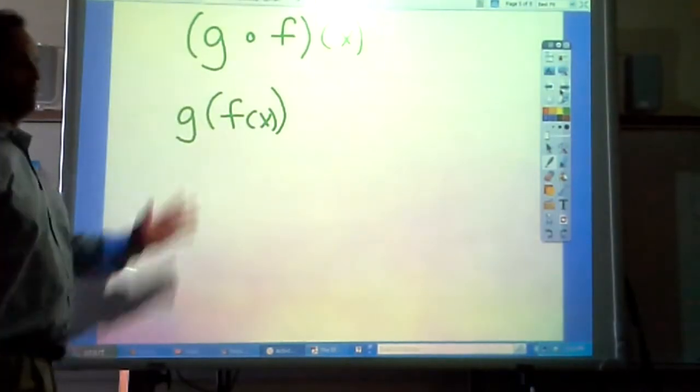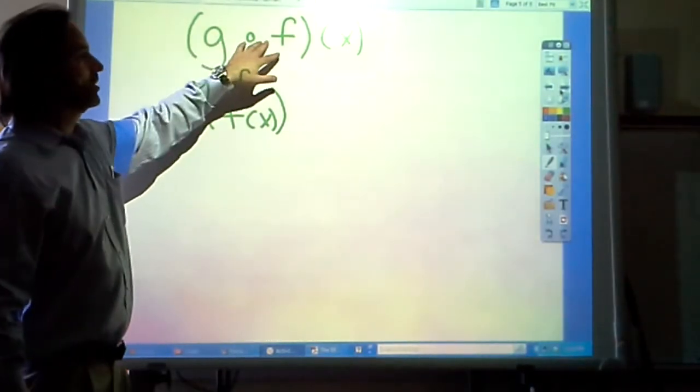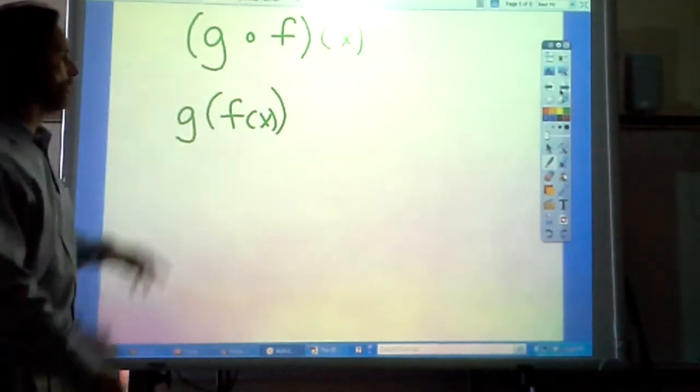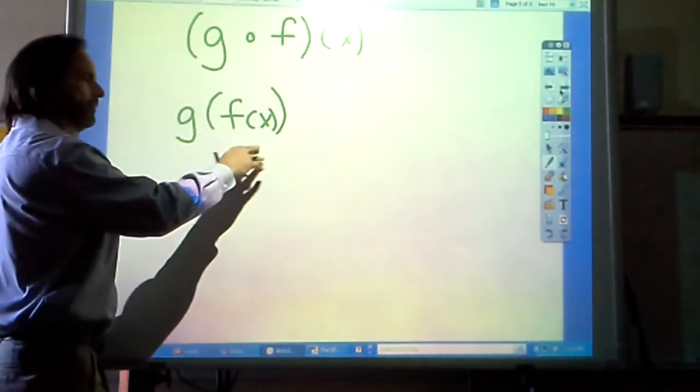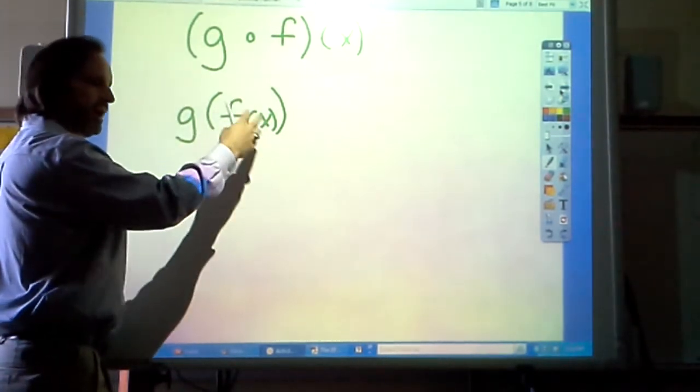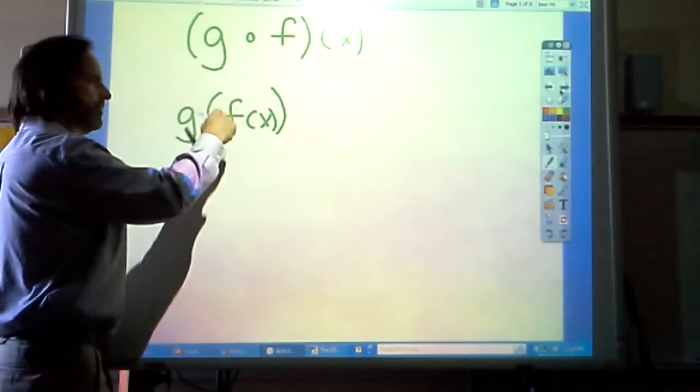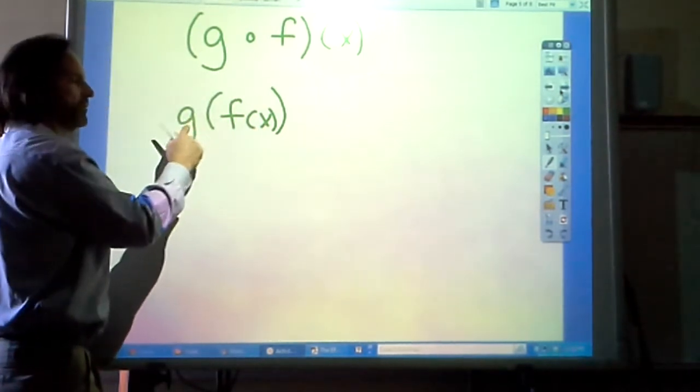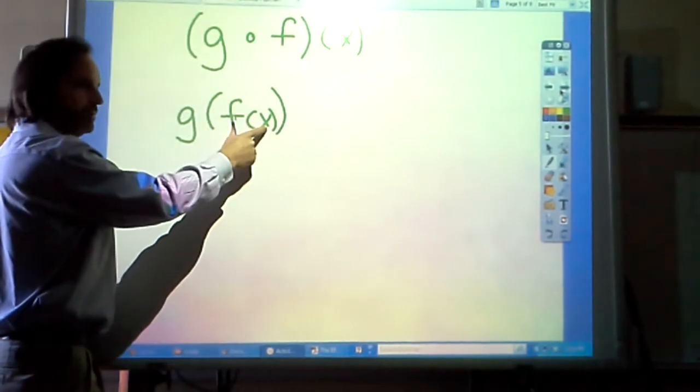I can also do the other way. This is G composed with F. So here I'm going to do F first, plug into F, F spits out. Now my output of F is now my input for G. Notice my input for G is F of X, which is an output. Okay?